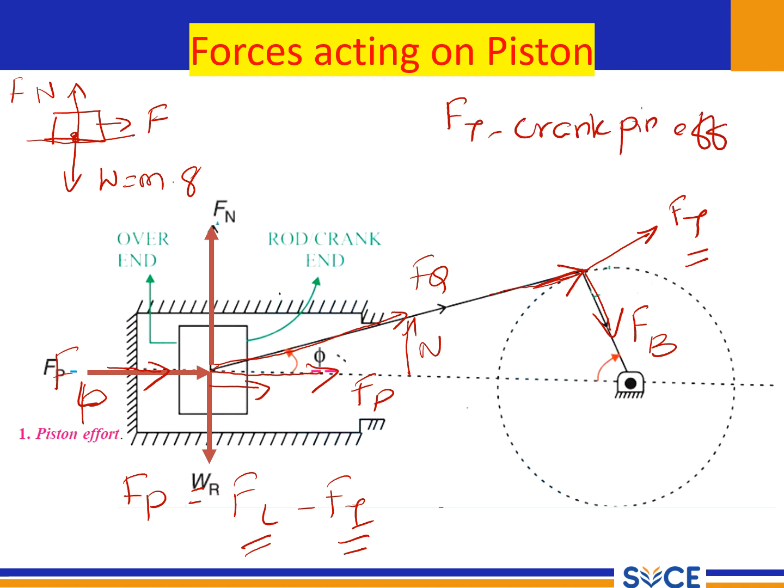This crank pin effort is the main cause which is rotating the crank. Crank pin effort, it is putting in its effort, so it is rotating the crank. So the torque generated by the crank is nothing but FT into the radius of the crank.